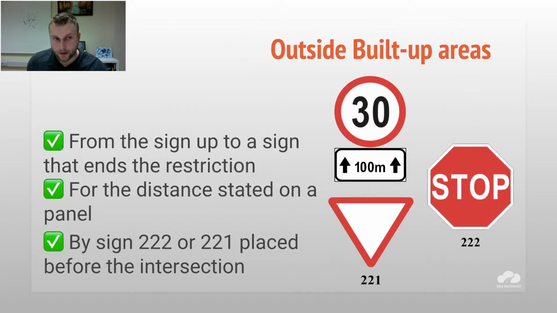If you are outside of the build-up area, most of the rules are the same. Some of them: from the sign that ends the restriction, for a distance stated on the panel, and one rule is changed here. By sign 222 or 221 placed before the intersection. As I already mentioned before, if you see the giveaway sign or stop sign, the restriction will be cancelled, for example, the speed limit restriction.